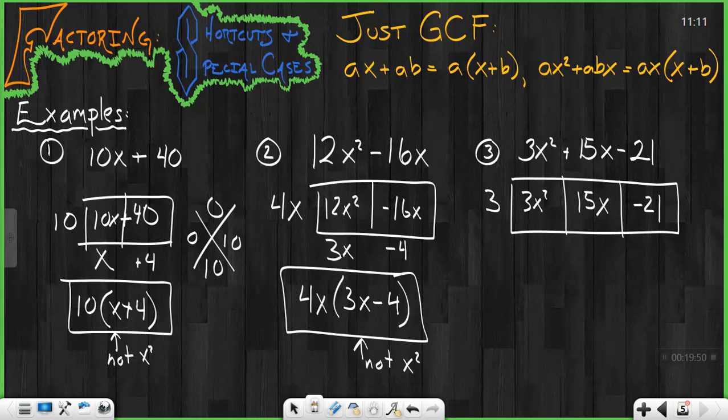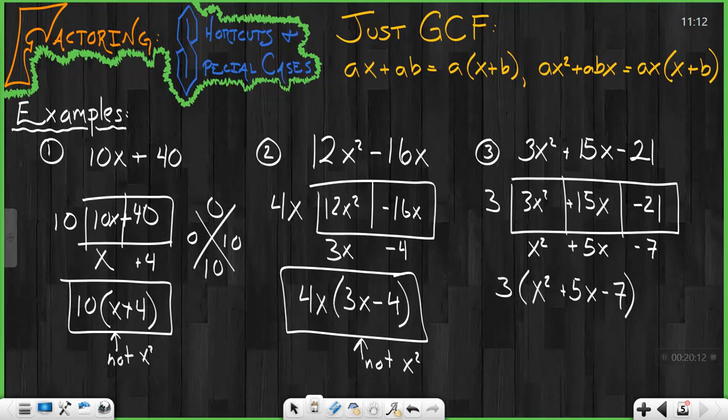They don't all have x's, all right? But I do know that x squared times 3 is 3x squared, and 5x times 3, positive because it matches there. All right, 5x times 3 is positive 15x, and negative 7 times 3 is negative 21. So it gives me 3 times x squared plus 5x minus 7.